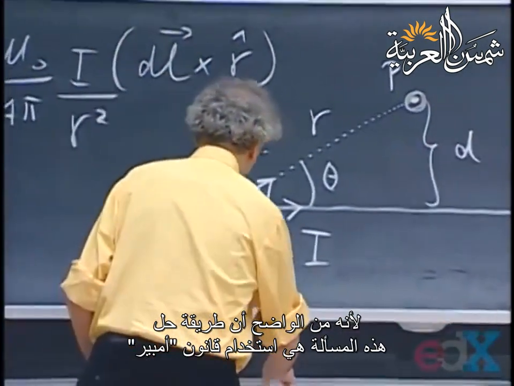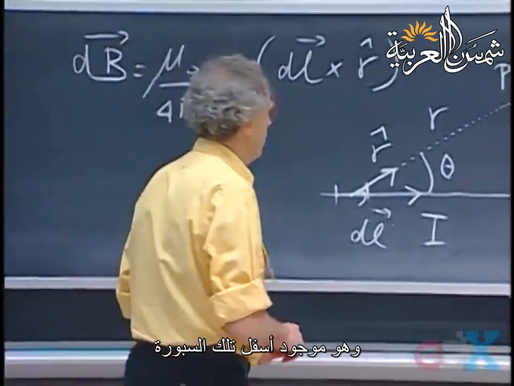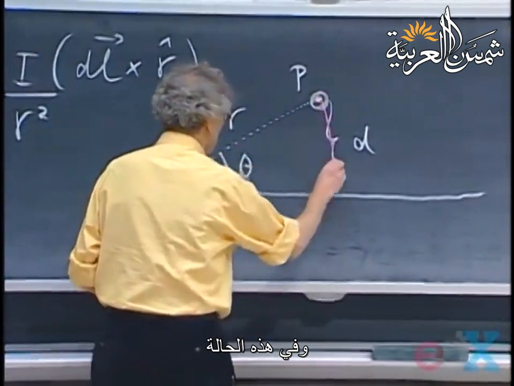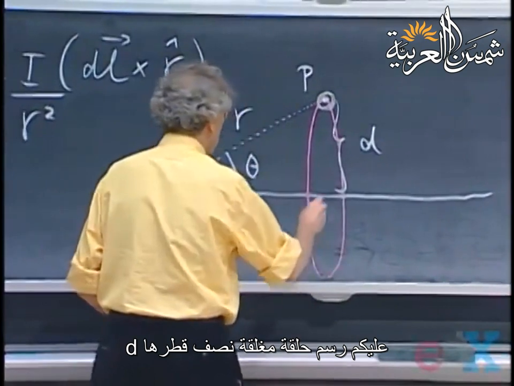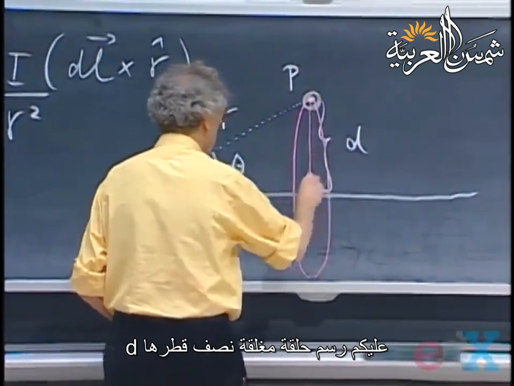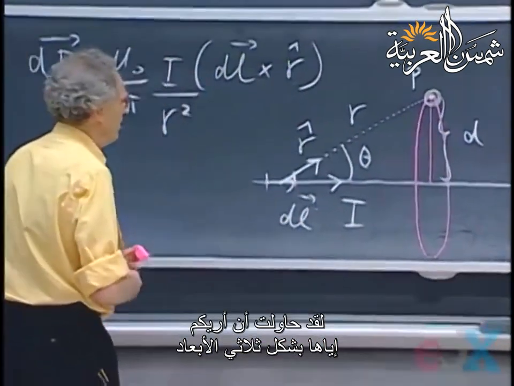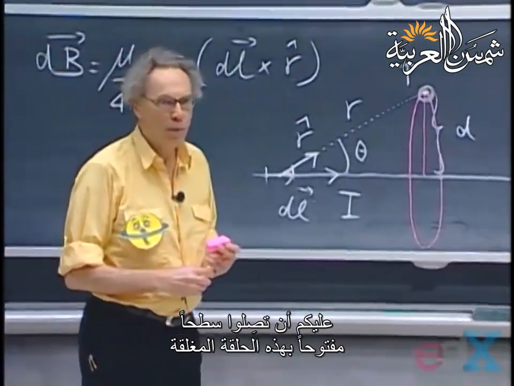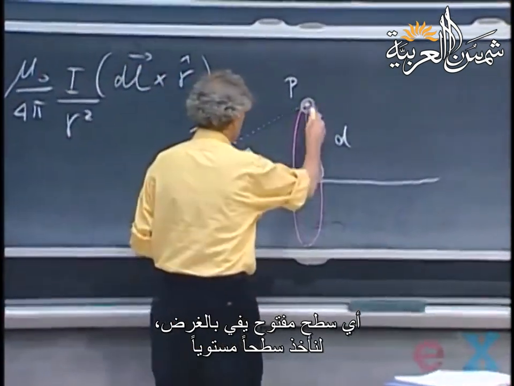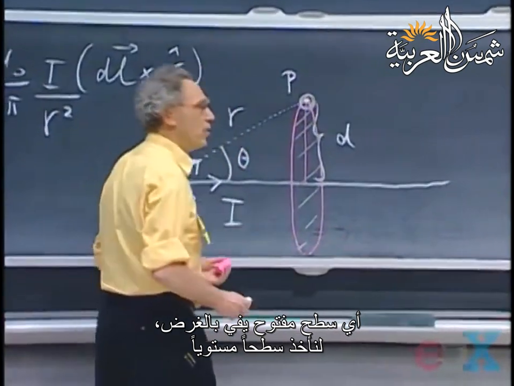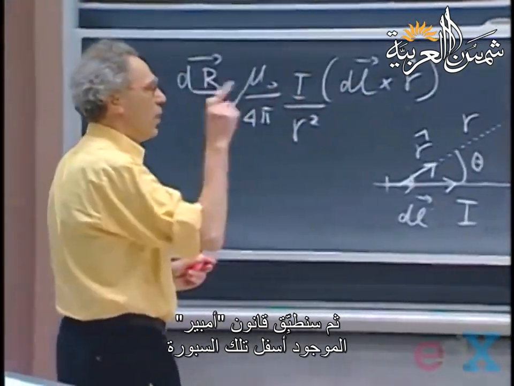Because clearly the way to do this is to use Ampere's law, which is the one at the bottom there, in which case you would construct a closed loop with radius d. This loop is perpendicular to the blackboard. I try to make you see it three-dimensionally. You have to attach an open surface to that closed loop. Any open surface will do. Let's make the open surface flat. And then we apply Ampere's law.